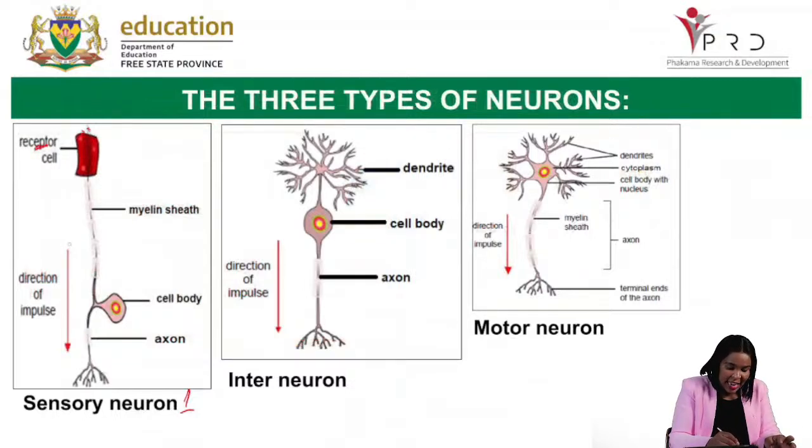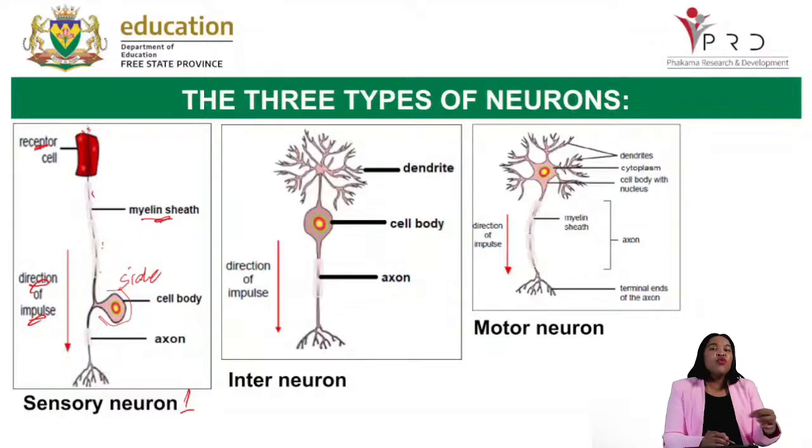And look at the direction. Look at the direction of the impulse. It's coming from the receptor down through the axon, covered by the myelin sheath. So you see this sheath that is covering here. It is the myelin sheath. And look, the cell body is on the side. So that's how you know that this is a sensory neuron.